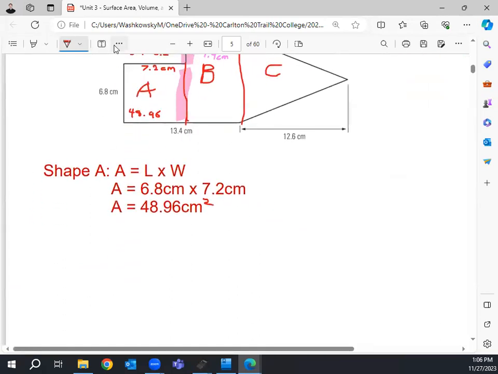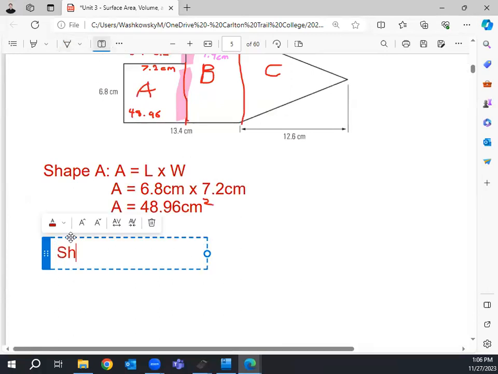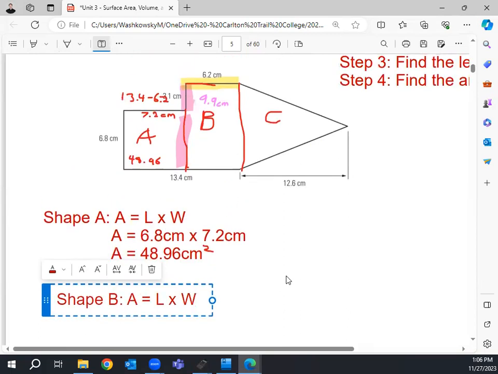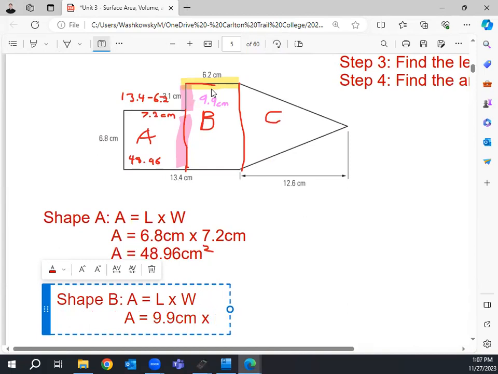Now what I need to do is go to shape B. So shape B is also a rectangle. So it's the exact same formula. Length times width. I'm going to say my length is my 9.9 centimeters. You could do it the other way. It's not going to matter in this case. 9.9 centimeters times 6.2 centimeters. And if you do that, you should get a final total area of 61.38 centimeters squared.